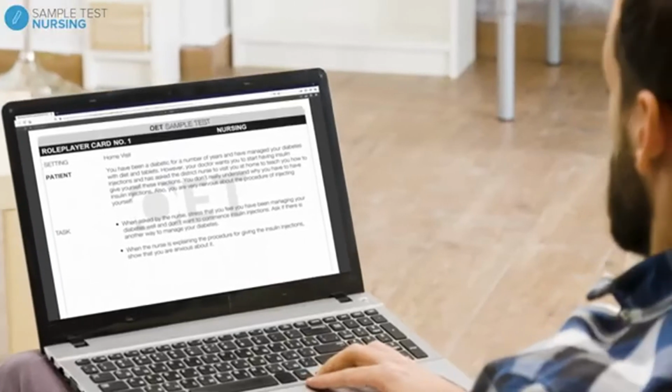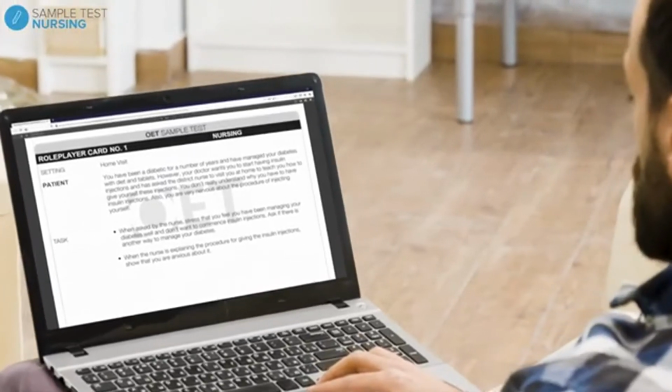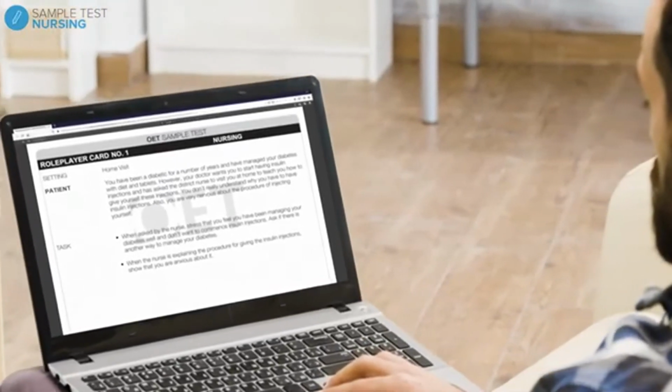There are a number of ways you can practice the role play with a family member, a friend, or a colleague. It's important that you only look at the nursing card before you practice, so that you are only getting the same amount of information that you do in the test.